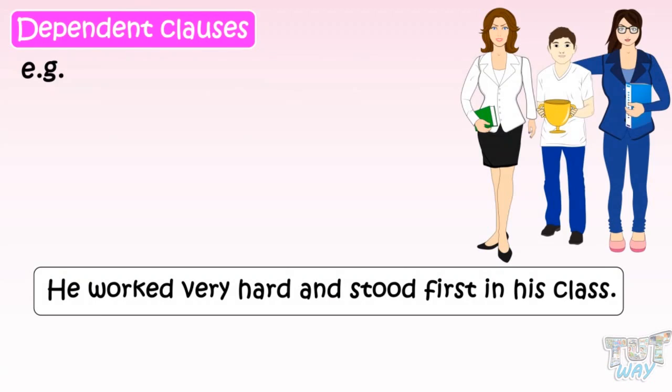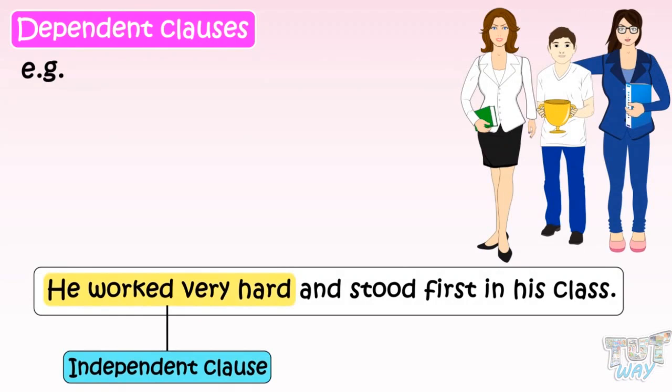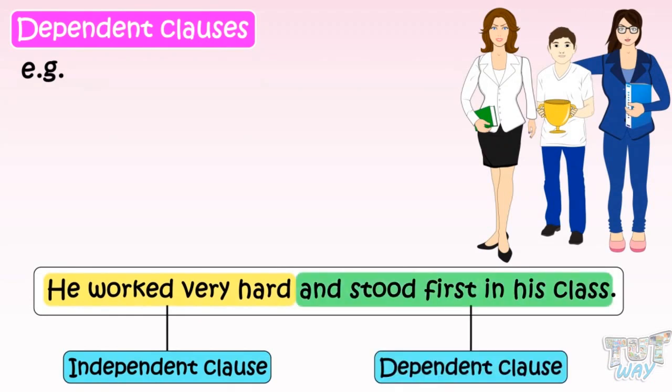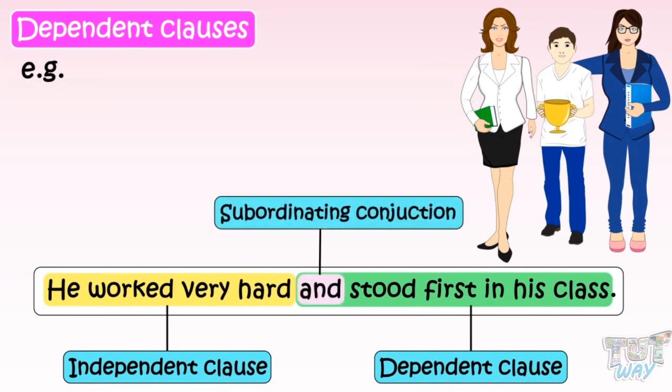Independent clauses. He worked very hard and stood first in the class is the dependent clause. And the easiest way to identify the dependent clause is they always begin with the subordinating conjunctions like and, but, moreover, further, that, though, etc.